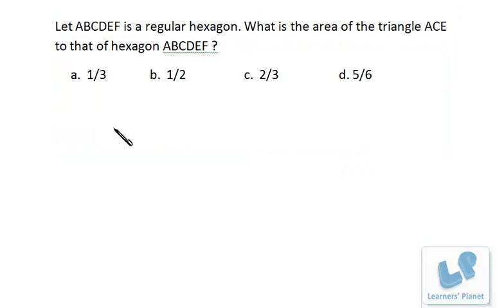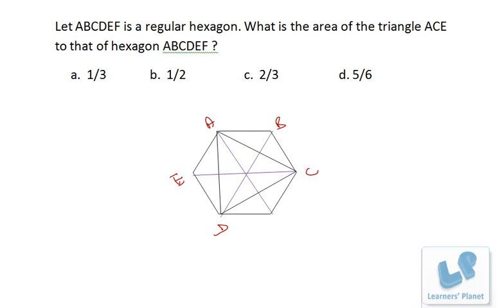Now friends, let ABCDEF be a regular hexagon. What is the ratio of the area of the triangle ACE to that of hexagon ABCDEF? I draw a rough sketch. Wait for a moment. Now here I have the hexagon ABCDEF, right? I have to find out the area of ACE.